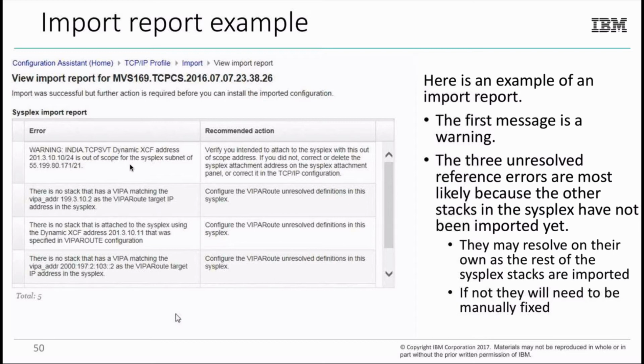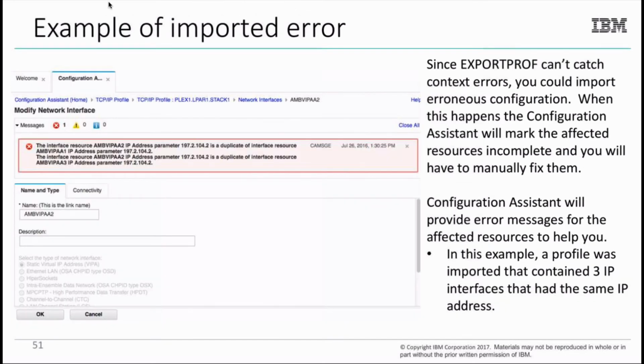And the way you find the things you have to fix, so like I said, export profile can't catch context errors, it can only catch syntax errors. So you might have some configuration imported that's incorrect. Here's an example. In this example here, there were 3 interfaces that had the same IP address. Configuration Assistant doesn't allow that, so it shows you an error. It says, hey, I'm using the same address as these 3. You need to fix these. The way that you find things to fix is you look for incomplete resources, things that are marked as incomplete, and they'll have these error messages here showing you what you have to do.